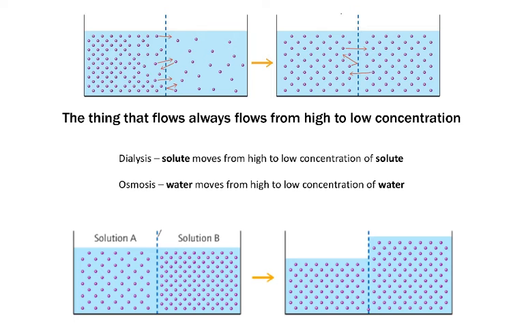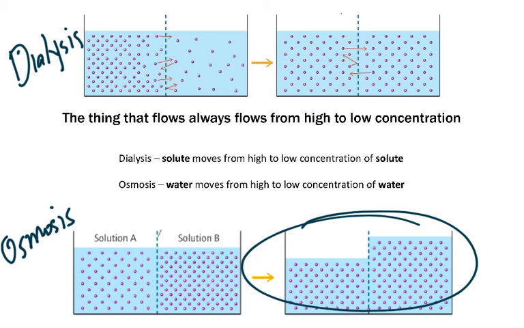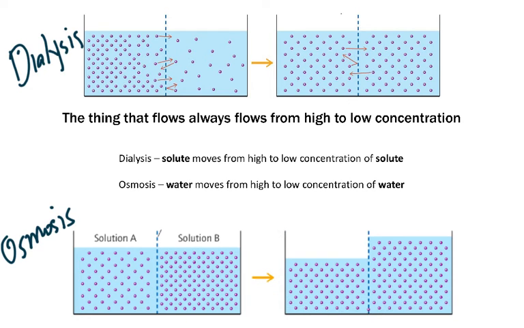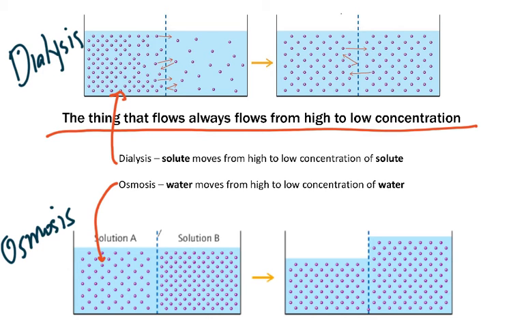So to bring these two together, here at the top is dialysis, and at the bottom is osmosis. And again, the easiest way to tell right away is here, right? Volume change results from flow of water, which is osmosis. And the thing that flows always flows from high to low concentration. So in dialysis, the solute moves from high concentration of solute to low concentration of solute. And in osmosis, water moves from high concentration of water to low concentration of water.